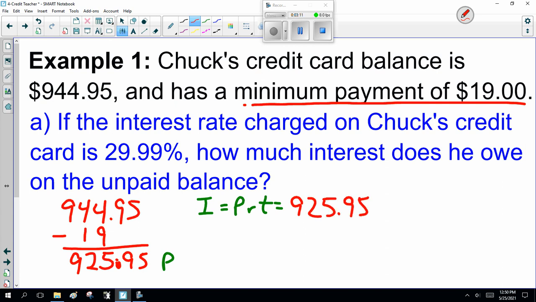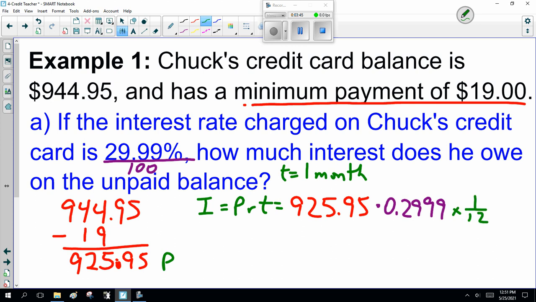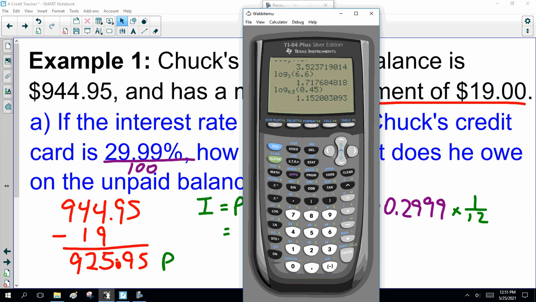Now the rate is a percentage, so you divide that by 100. That is 0.2999. Now, what's the time? Here's the other sneaky part. Time is 1 month. How many months in a year? So this is 1/12 of a year. I know, this is already annoying. So let's do the math here.